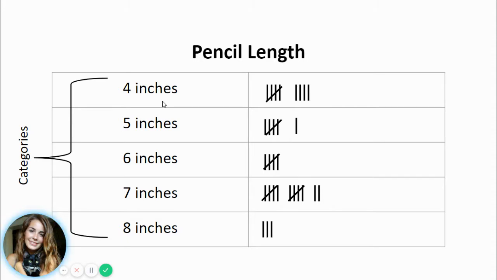Sometimes our data is words. For example, if you were saying your favorite food, the answer choices would not be numbers, they would be words like pizza, pasta, cheeseburger. That would be categorical data.